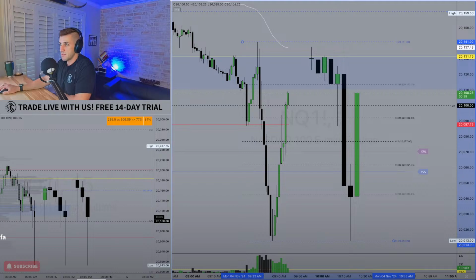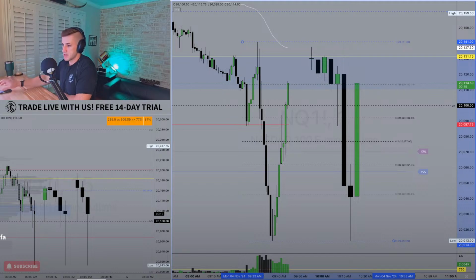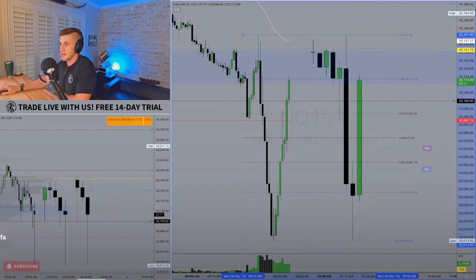Just shy of session volume point of control now. You got the session high and VWAP up near there as well. Decent little push there versus the overnight low. Let's see how the highs are treated. Session volume point of control, VWAP, session high.